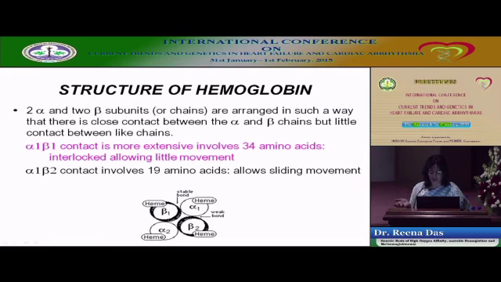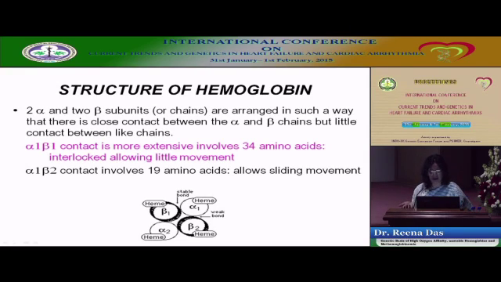So we know this structure very well, but between the molecules, the two alphas and two betas, there are two contacts. Normally you don't have a contact between the two alphas or the two betas, but there is a very nice contact between the alpha 1 and the beta 1, which is more extensive, involving about 34 amino acids, and this is interlocked. So there is very little scope of movement here.